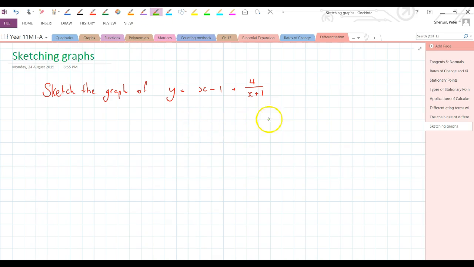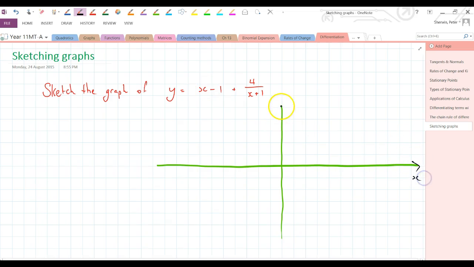Let's get a number plane together and start to consider how we're going to construct the graph of y equals x minus 1 plus 4 over x plus 1. There's my x, there's my y, you get the idea. Okay, so firstly, asymptotes. Let's consider asymptotes.